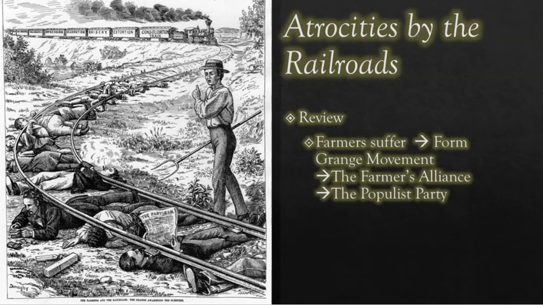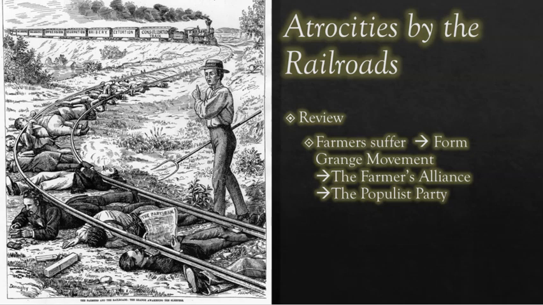Previously, we had also looked at the farmers and their connections to the railroads. The farmers were one of the first to suffer from the power of the railroads. Farmers began to band together in organizations such as the Grange Movement. One of the goals of the Grange was to combat the railroads.